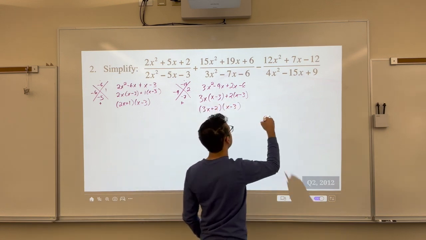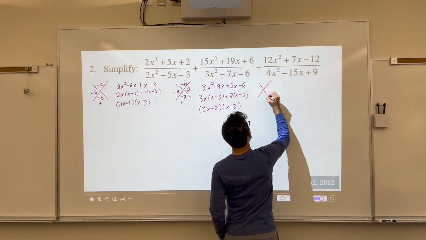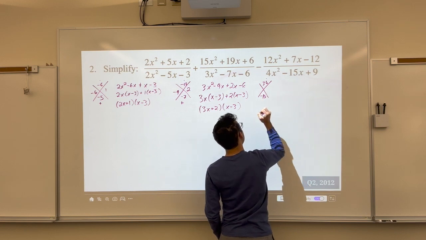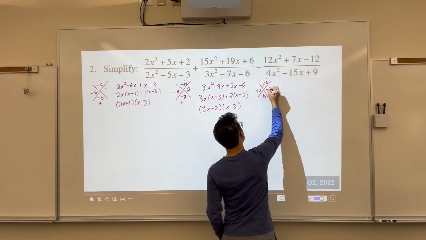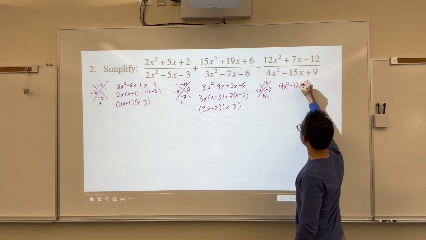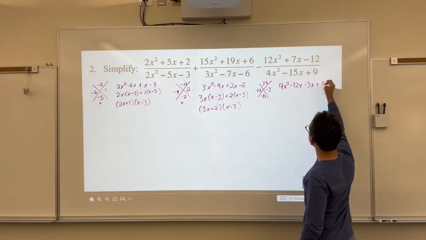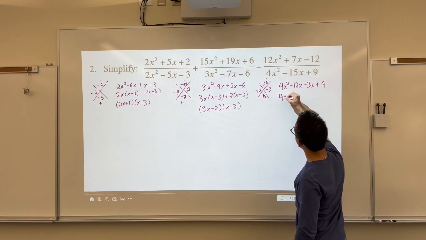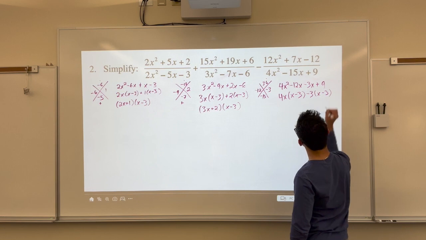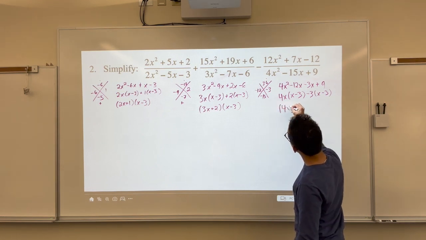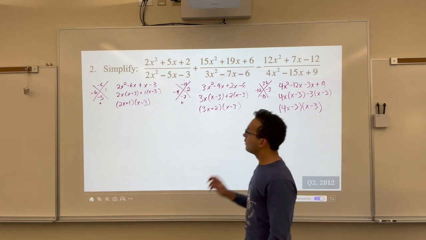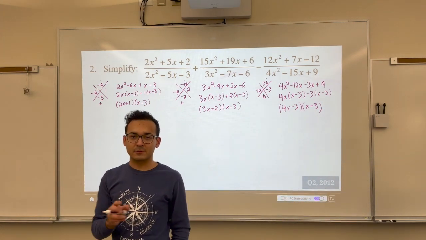And then finally over here, if we do the factor x, we need to multiply to 36, add to negative 15. So that would end up being negative 12 and negative 3. So we get 4x squared minus 12x minus 3x plus 9, which equals 4x times x minus 3 minus 3 times x minus 3. So that equals 4x minus 3 times x minus 3. Oh boy, that was a lot of factoring.